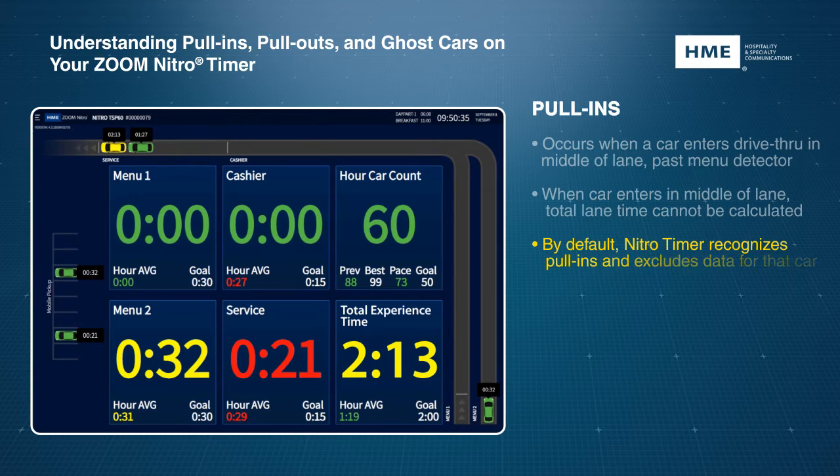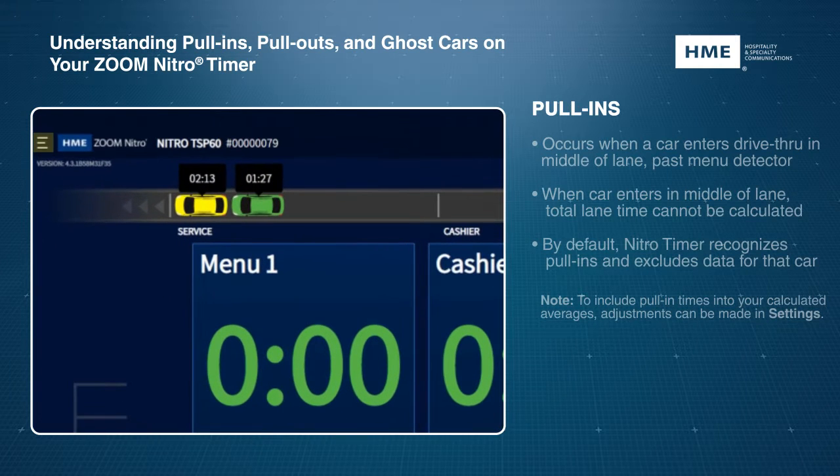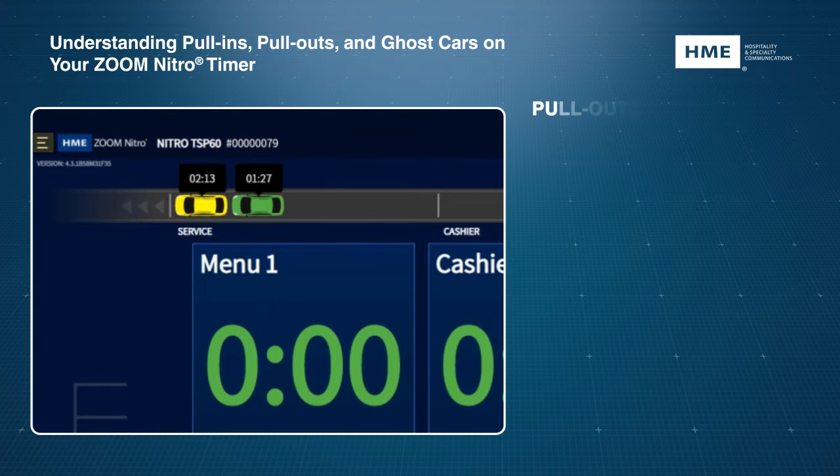By default, when a pull-in occurs, the timer will detect it and exclude the data for that car to avoid skewed calculated averages. Please note, if you would like to include pull-in times, you may do so by accessing settings on your ZOOM Nitro Timer.